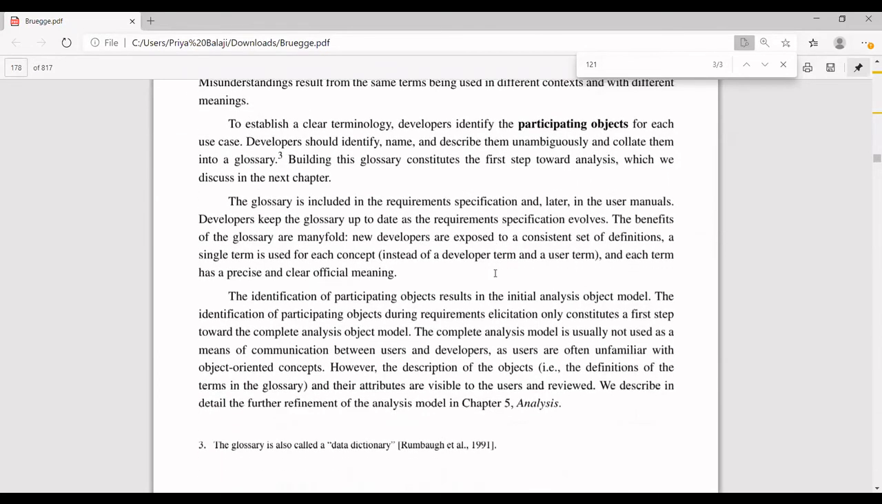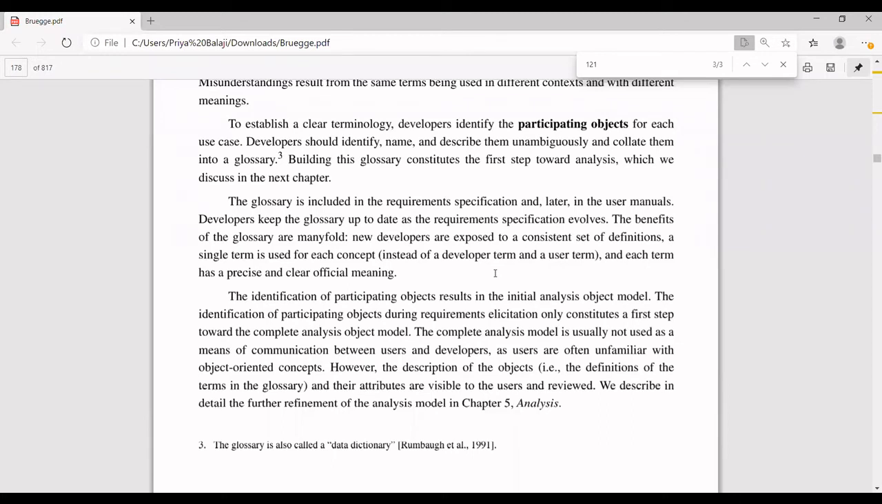Where I can get a clear idea about this analysis object, I will come to in the next chapter. After requirements and elicitation, we will have analysis, and you will come to know the clear idea about your analysis object. So what is the meaning of analyzing objects? You have to find out which objects are going to be involved in a particular use case. Then you remember your sequence diagram, your interaction diagrams and all. It is like an object level diagram.